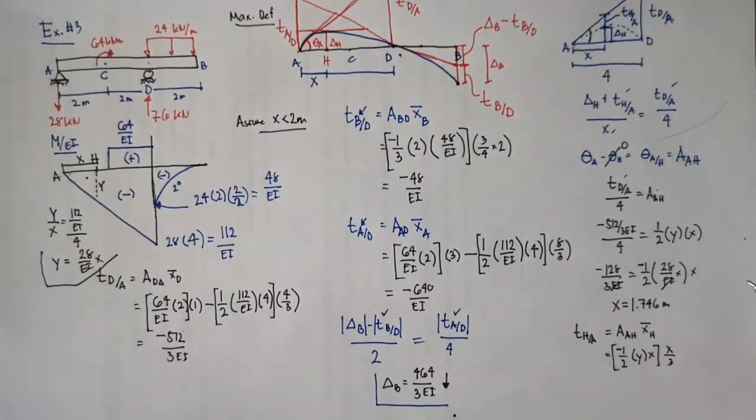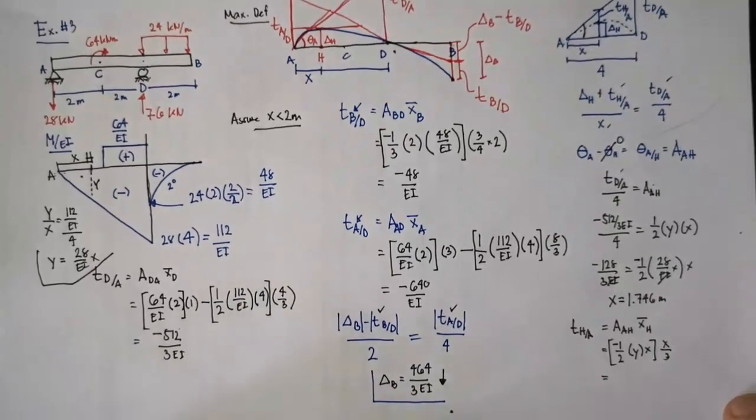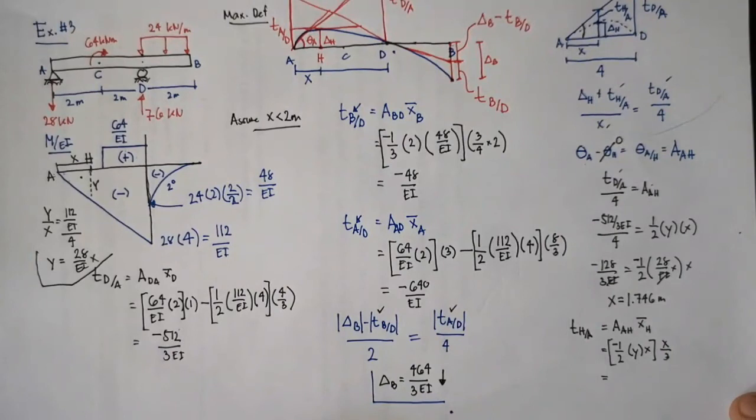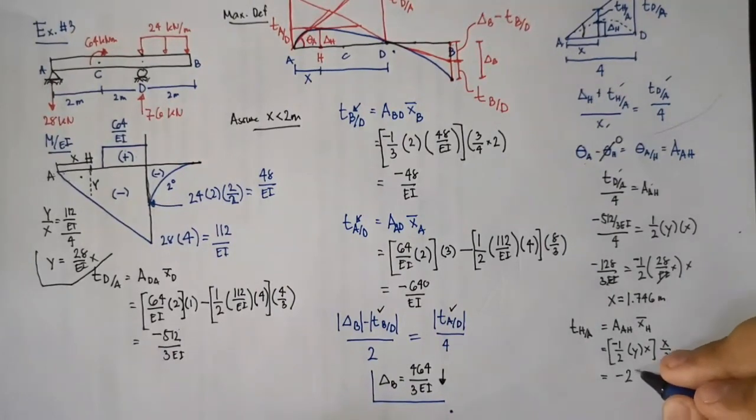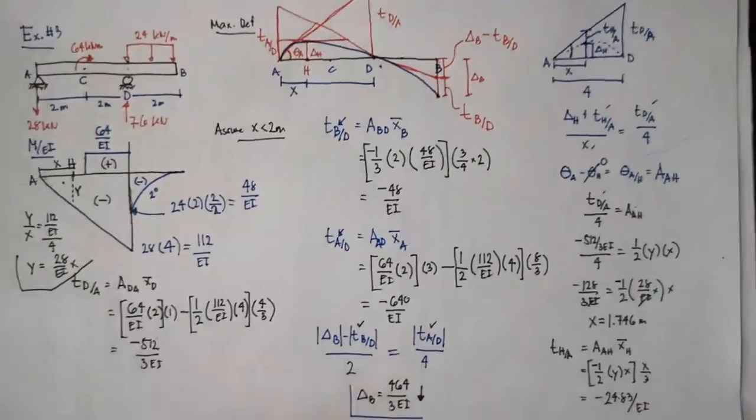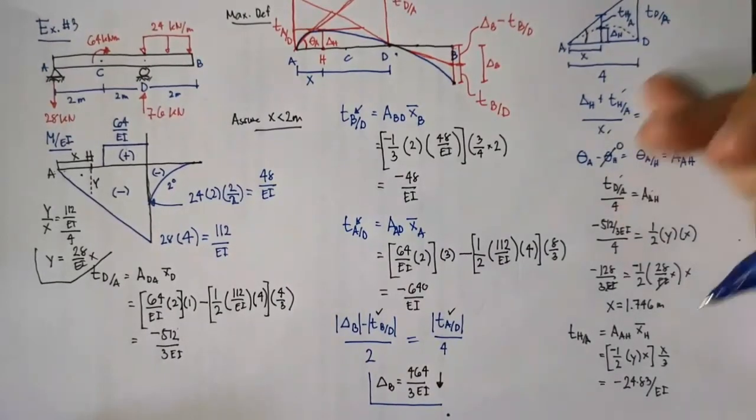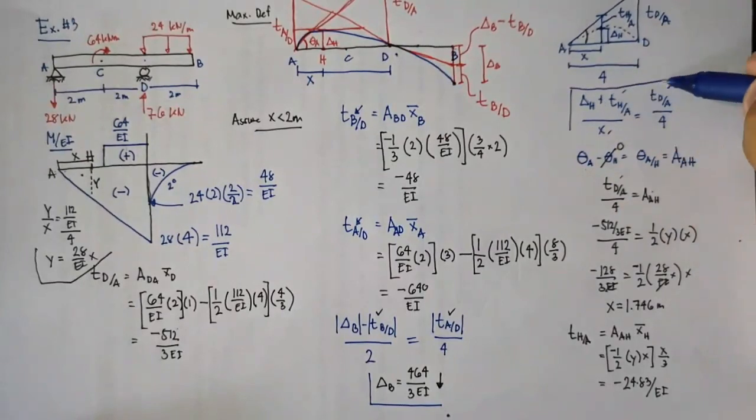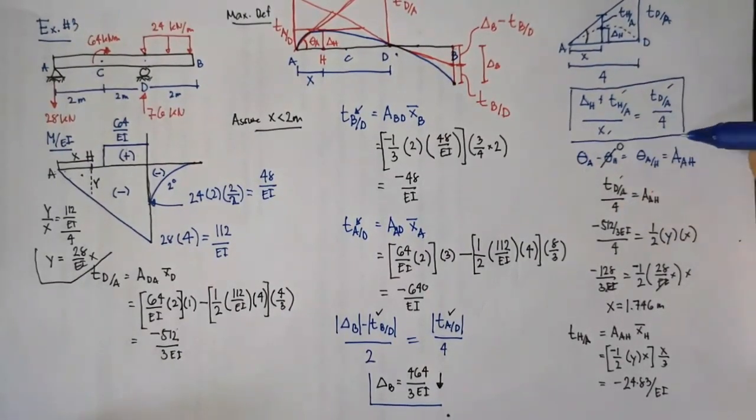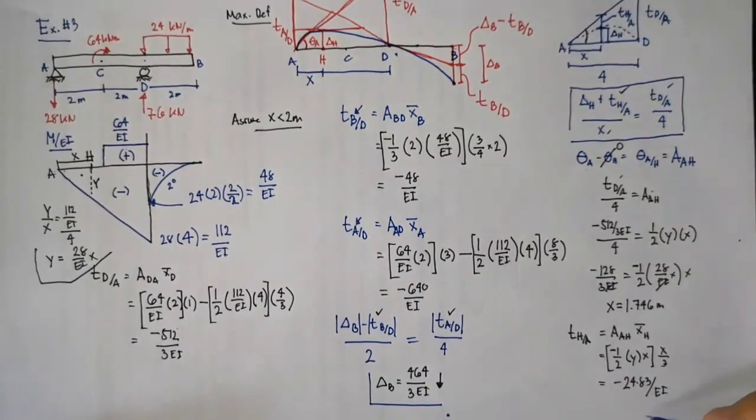So, Y is a function of X. So, masasolve na natin ito. TH with respect to A. So, if you solve that one, TH with respect to A is negative 24.83 all over EI. Okay? So, balikan lang natin ha. Ang main equation natin ay ito. Yan po ang ating main equation. So, nasolve natin si TH with respect to A. Ito siya. Negative 24.83 over EI.